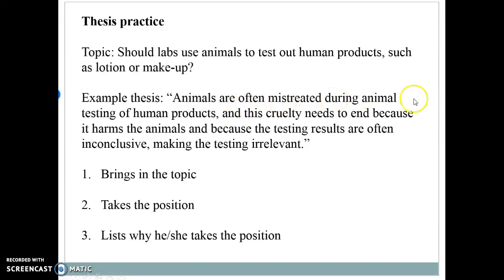Animals are often mistreated during animal testing of human products. So now we know exactly what their topic is. Number 2, they take a position on the topic, and that happens immediately following that first clause, when they say, this cruelty needs to end.